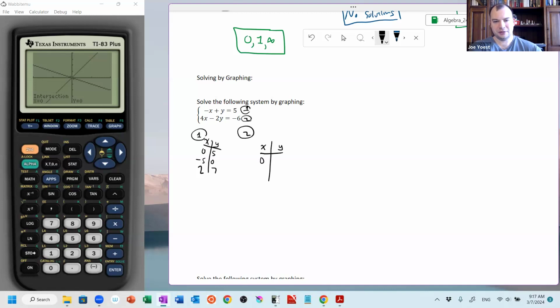So if x is 0, I have -2y equals -6, y is 3. If y is 0, then I have 4x equals -6. That might not be such a good point to use. So in this case, I'll choose not to use the x-intercept. But if I had maybe x equals 1, 4x minus 2 equals -6, 4x equals -4, I think y is -1 there.